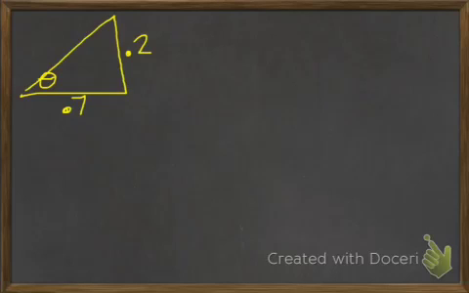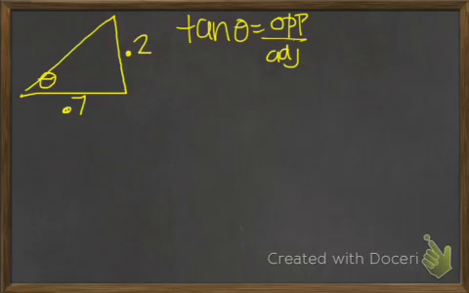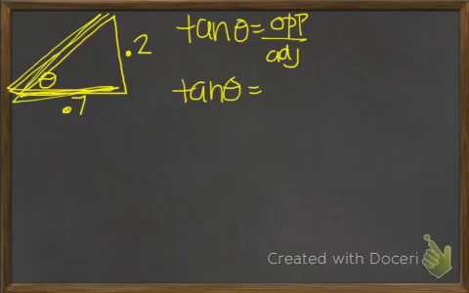In this case, we're going to use our tangent function. So tangent of theta equals opposite over adjacent. And we just plug in our pieces. So tangent of theta equals opposite. Remember, opposite is the side that's not needed to make the angle. So if we look at our angle here, it opens up to the y side. So our opposite is going to be the y, which is 0.2. And then the adjacent is the side that makes the angle. So that's 0.7. So tangent of theta equals 0.2 over 0.7.